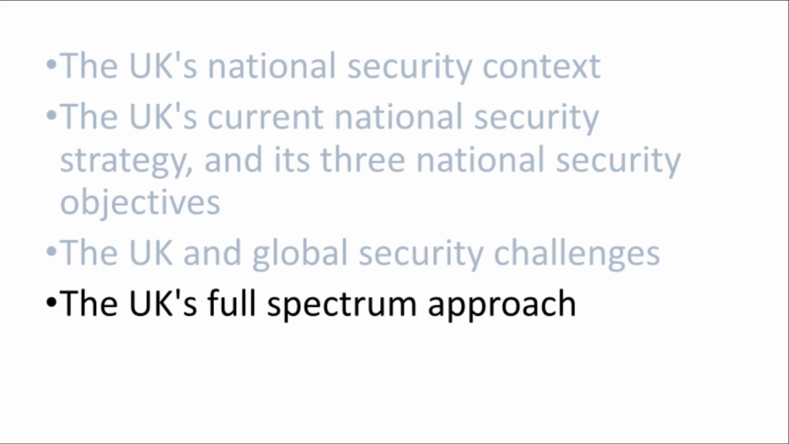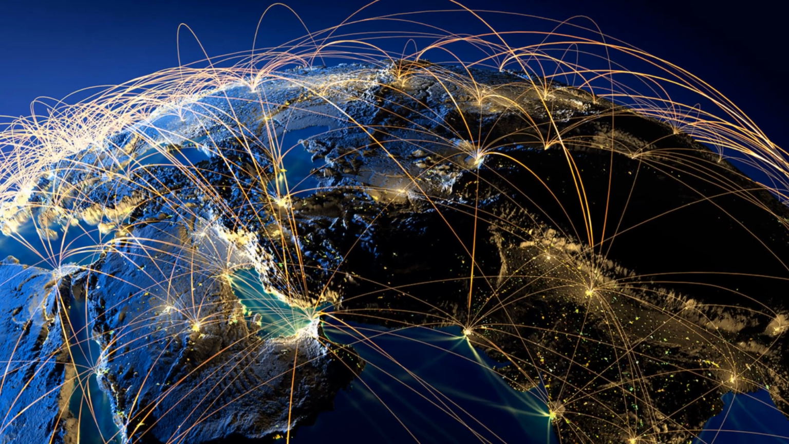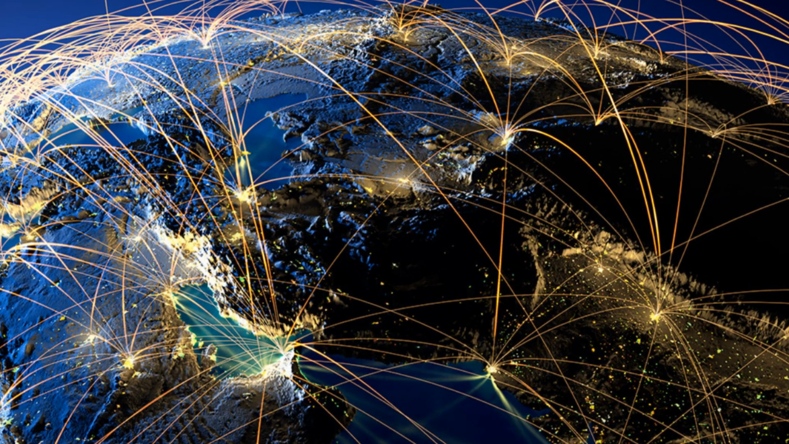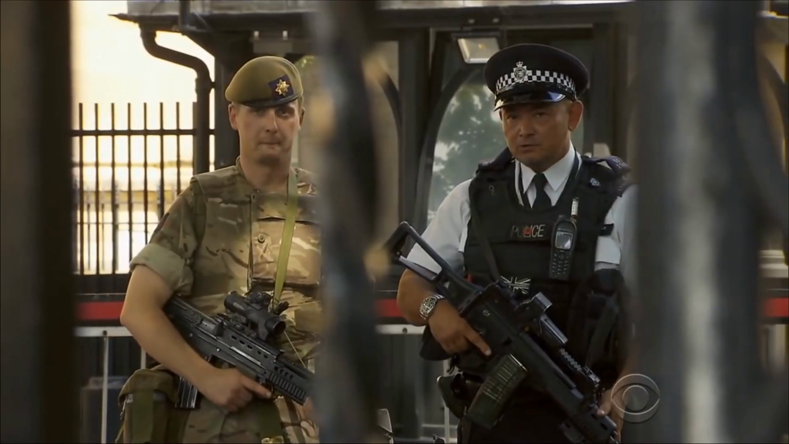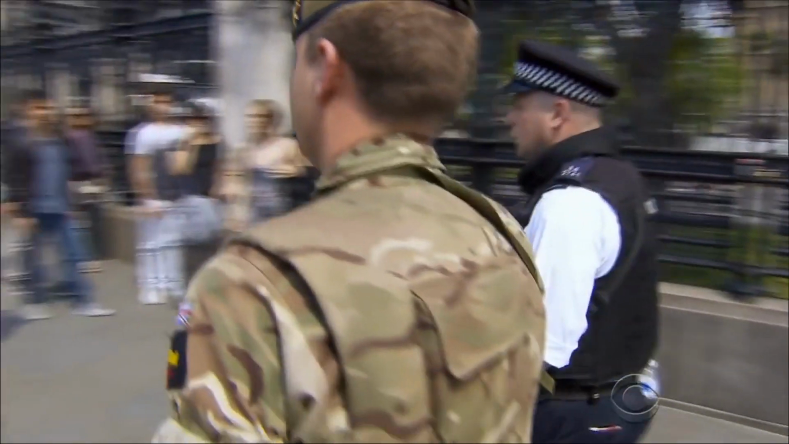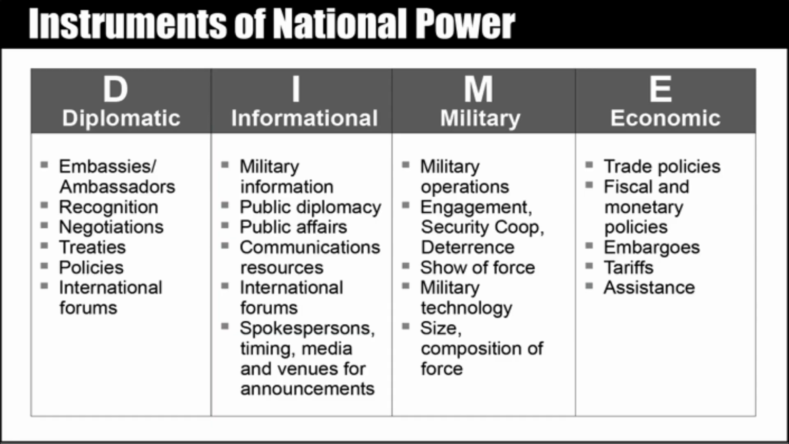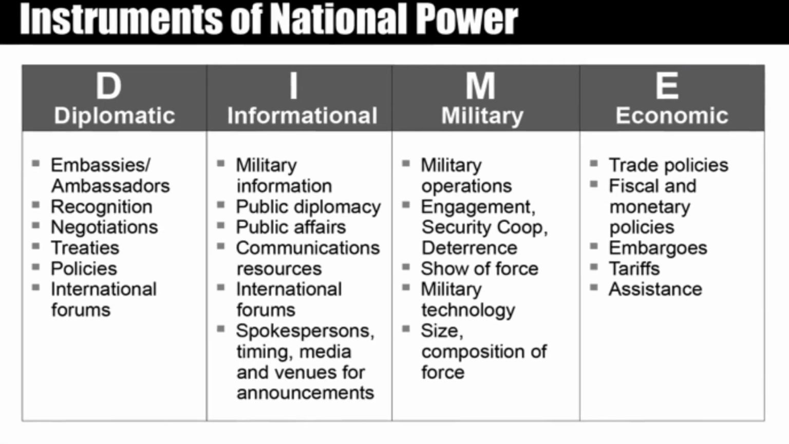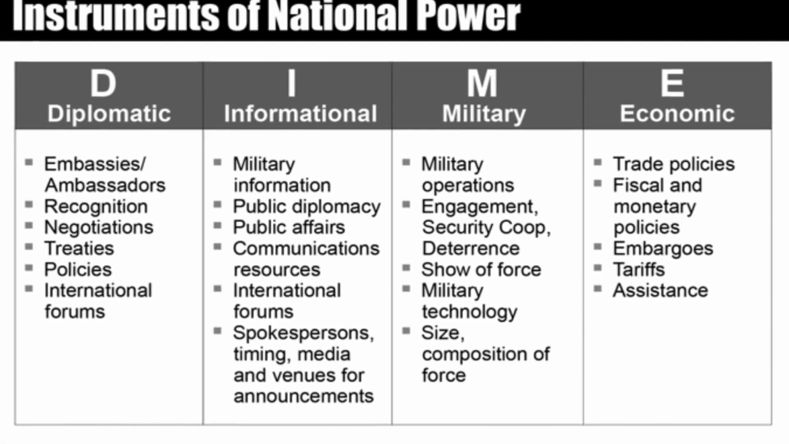Now finally, we are going to talk about the UK's full spectrum approach and what it means for our security moving forward. You may have noticed that we live in an increasingly globalised and interconnected world. Many security challenges are complex and require a combination of different resources to address. A full spectrum approach means recognising the different powers that the UK has available and using them in combination to achieve a desirable result. The spectrum is a useful idea.